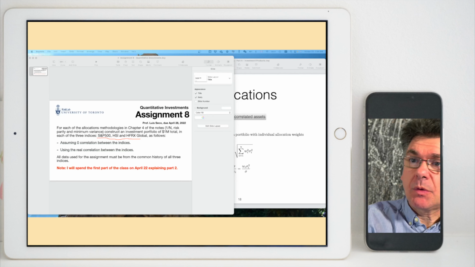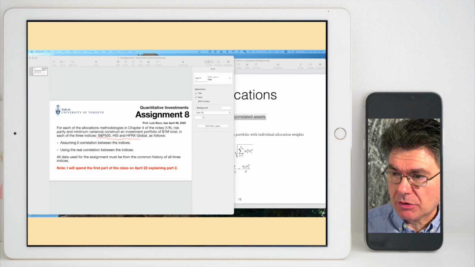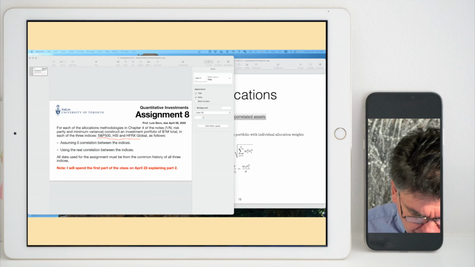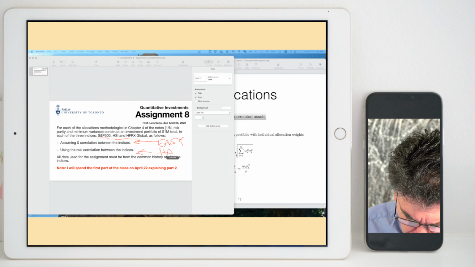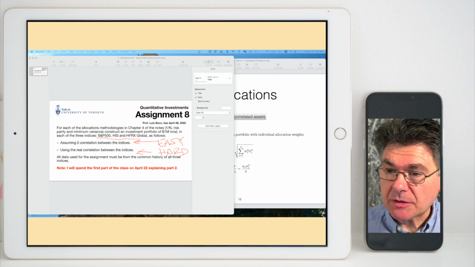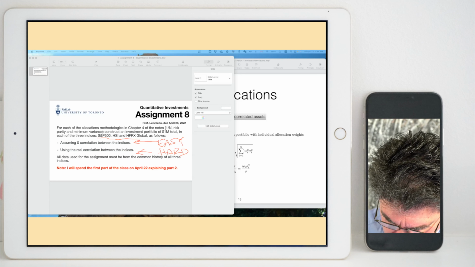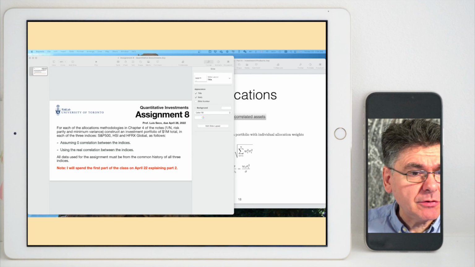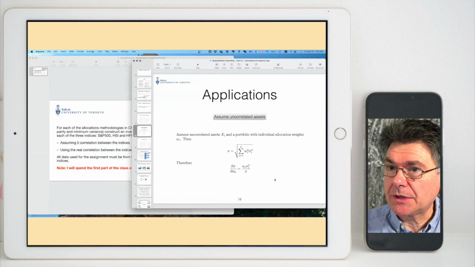And you have to do that assuming 0 correlation between the indices and then using the real correlation between the indices. The first part is easy. The second part is hard. First part is easy, the second part is hard. And I want you to understand how this is done. And the key to this, there are several things that you need to keep in mind.